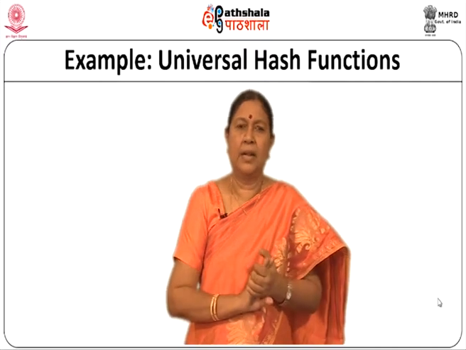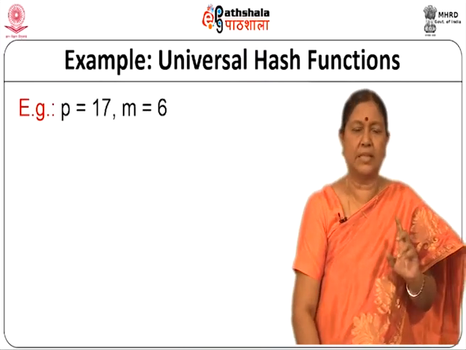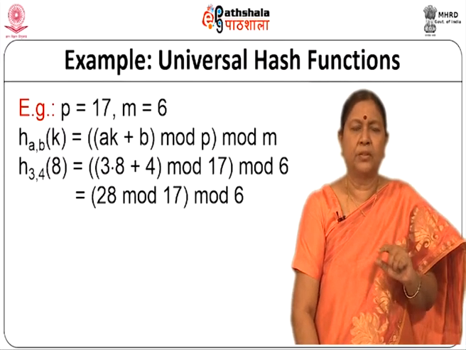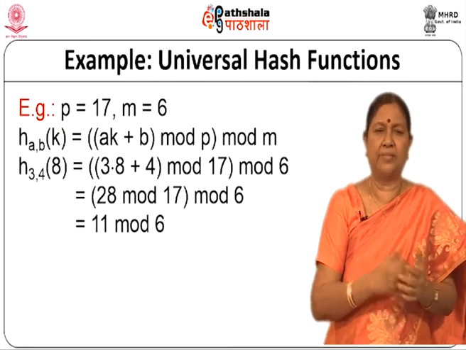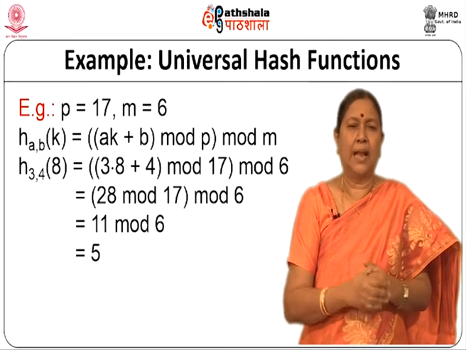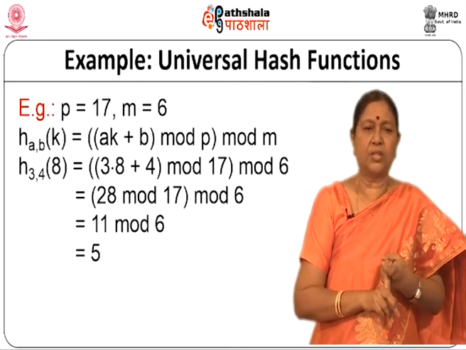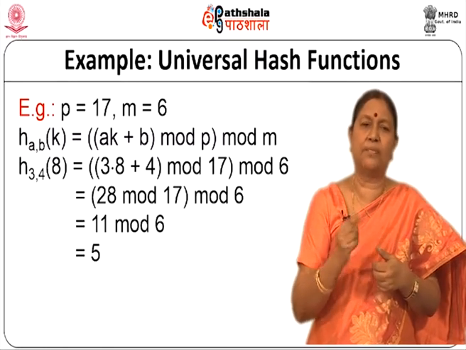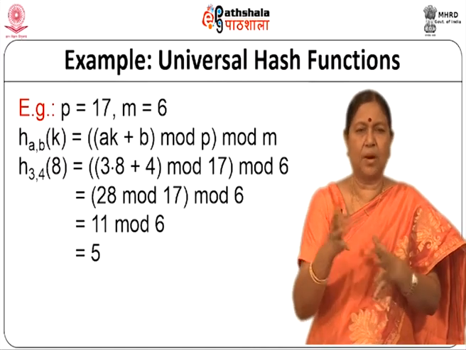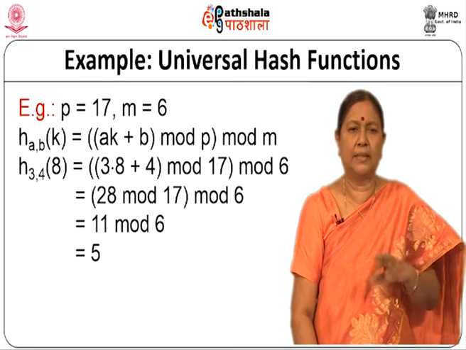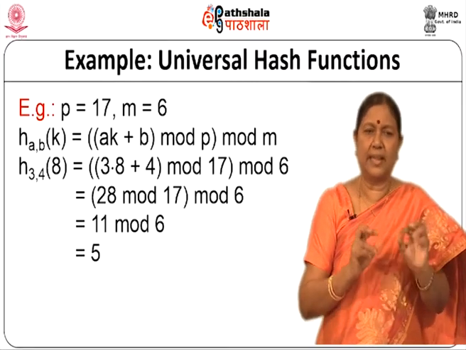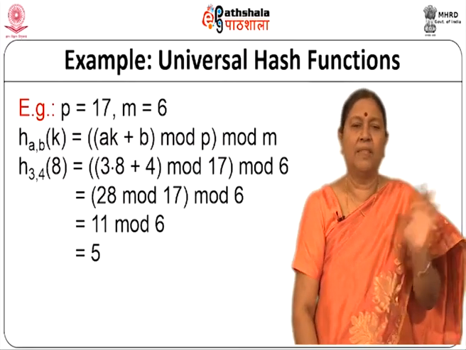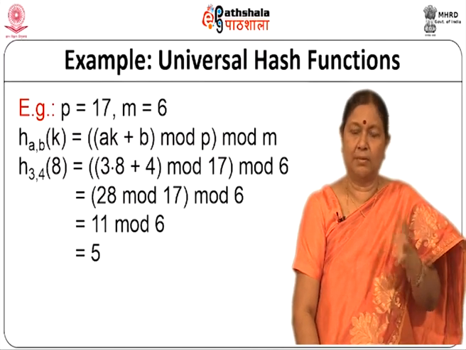So, let us take an example. Let us assume p is equal to 17 and m is equal to 6. So, h of a b k is equal to (a k plus b) mod p mod m. Let us assume 3, 4 and 8 is the key, where a is chosen as 3, b is chosen as 4, and it has to be less than 6. So, 3 into k 8 plus b 4, mod 17 mod 6. So, this is mod m. This is how you will get it, and it will map onto the value 5. So, you have that k 8 mapping to 5. The idea is that the mapping of any values of k will give you a value that is randomly distributed.